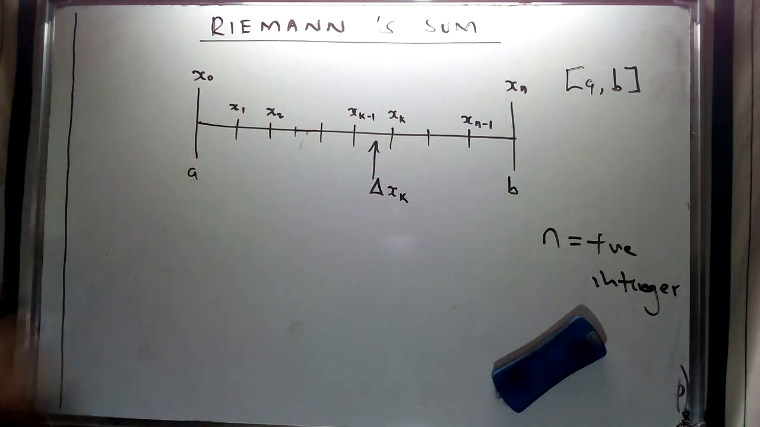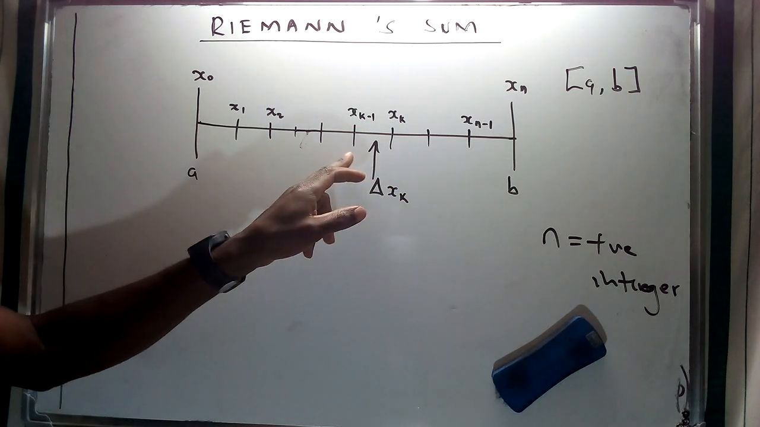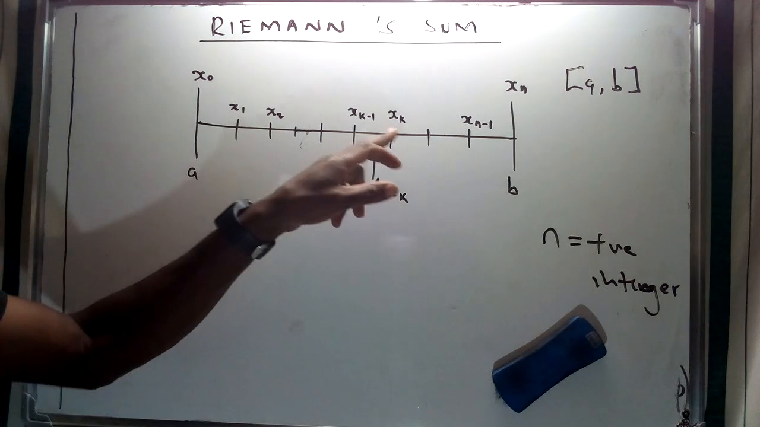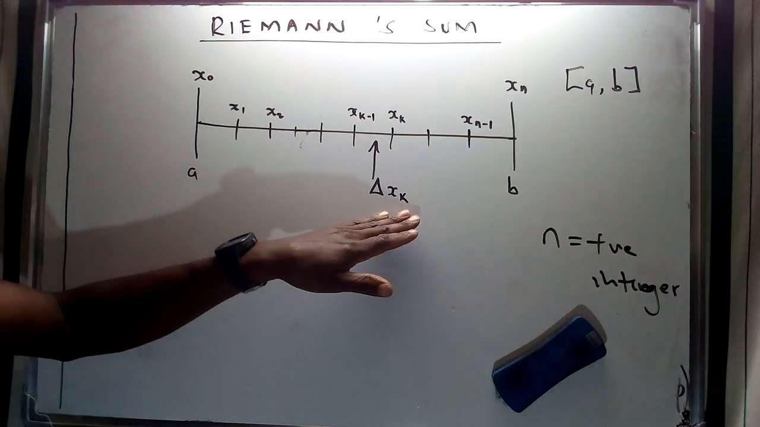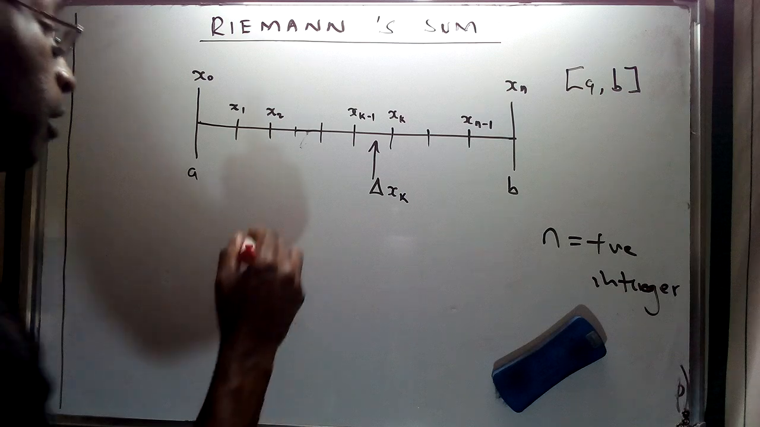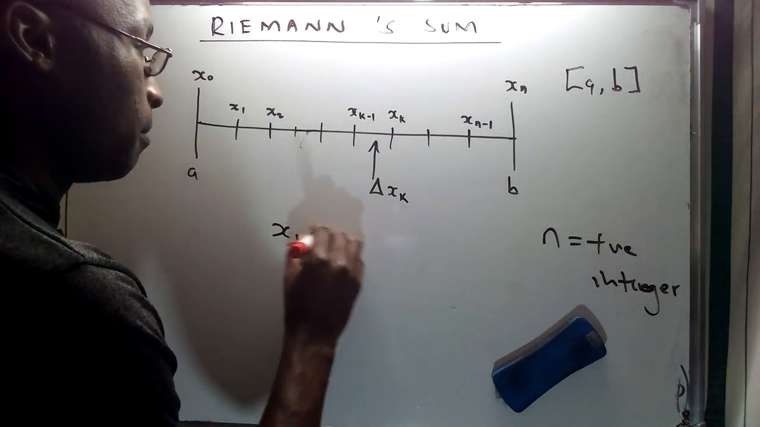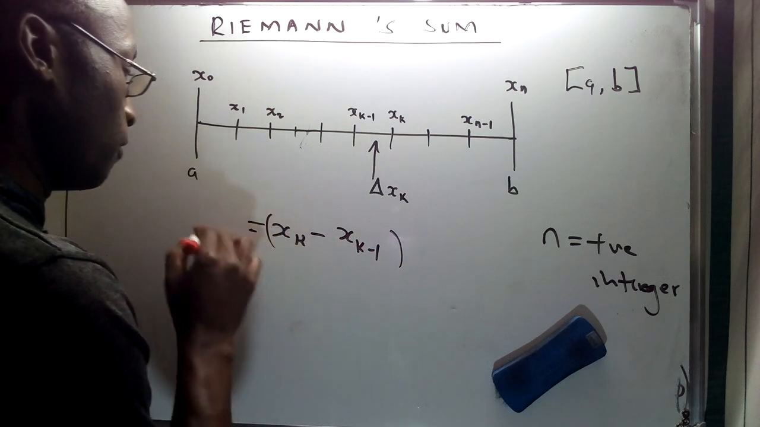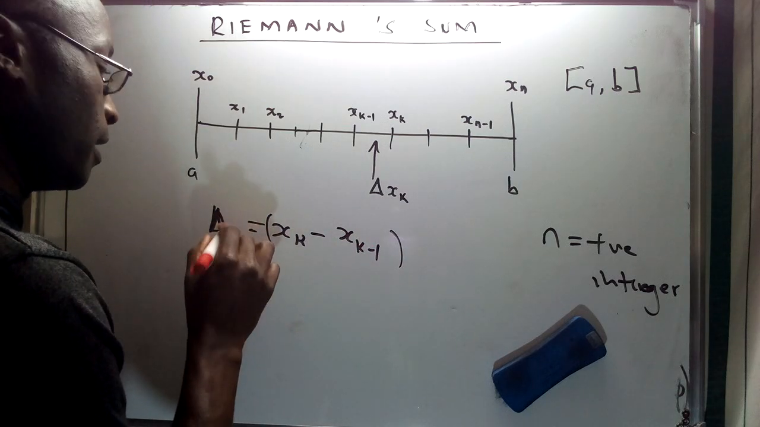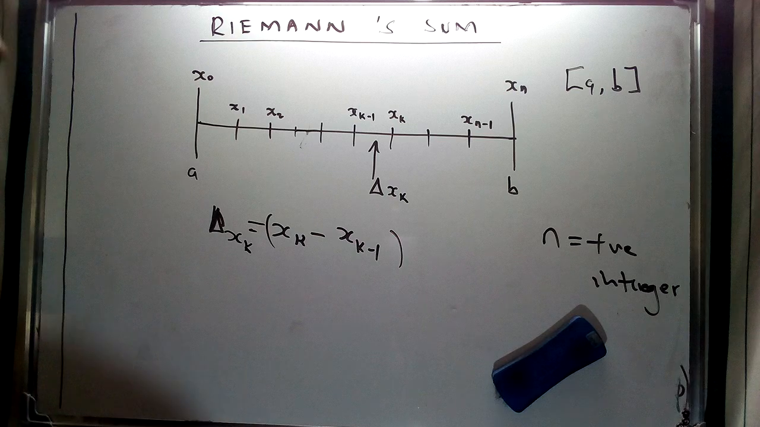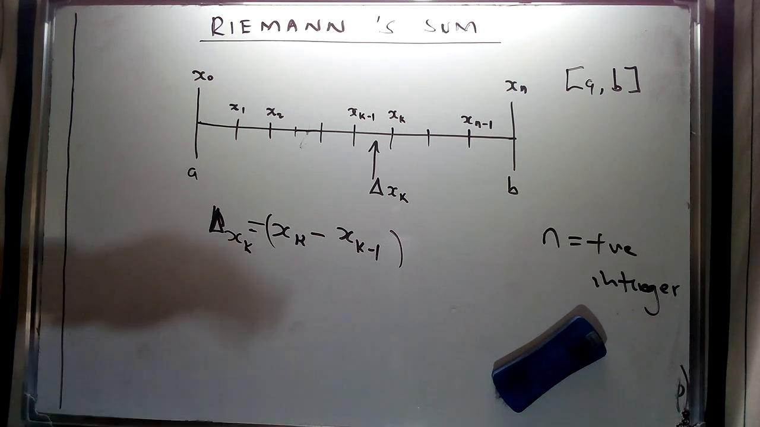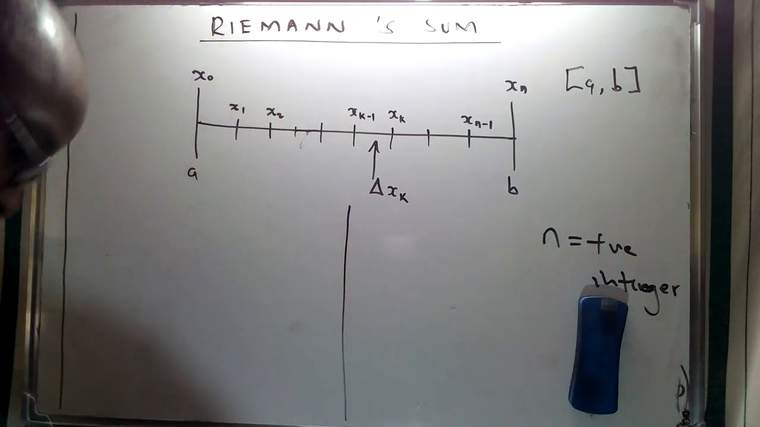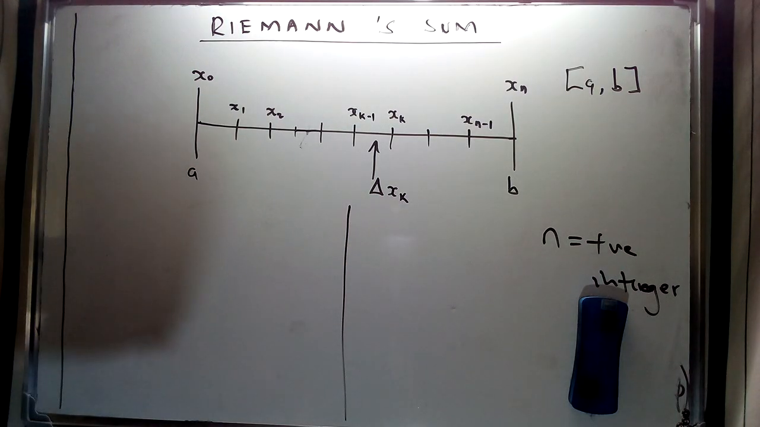Now, to define the difference between xk and the previous division, which is k minus 1, the difference between the two is going to be given as xk minus xk minus 1. And this is going to give us the length of this specific division, delta xk, given as such.